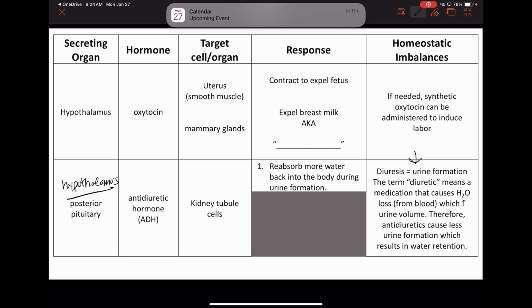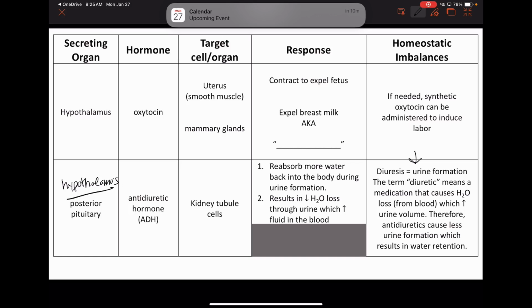Okay, so what ends up happening with antidiuretic hormone is that we reabsorb more water from what would have become urine. We're going to take that water and put it back into the blood. Okay, so we're making urine, but let's say we have low blood pressure. We need more water in our blood. We're going to take that water from the urine and put it back into the blood. And so this results in less water loss because now that water is not going to become urine. That water is going to go back into the blood. So we're going to retain that water, which puts more fluid in the blood.